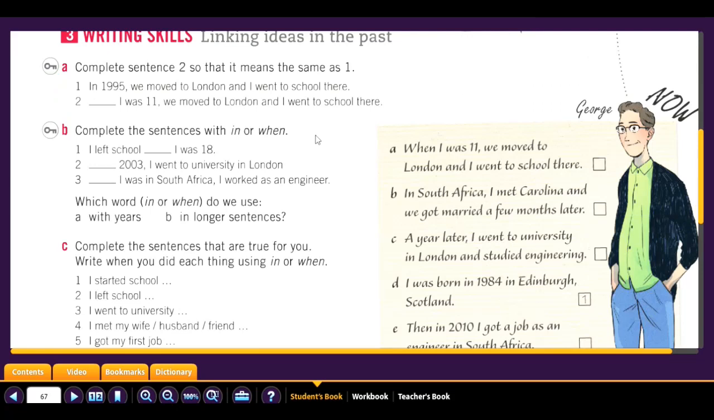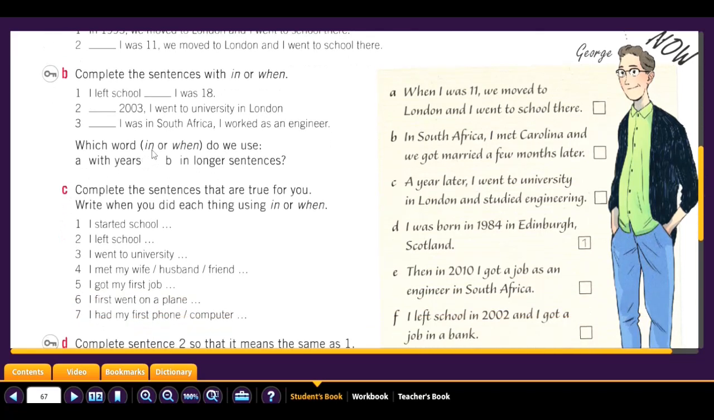Entonces vamos a utilizar in para el tiempo en específico, in 2003, in June, in July. Sin embargo, vamos a estar utilizando when cuando estamos hablando de nosotros. When I was, cuando yo estaba. O cuando yo tenía, when I was 18, when I was in South Africa. Como tal, esta es una frase completa, when I was. O puede también utilizarlo de otra persona, when she was, when he was, when they were.